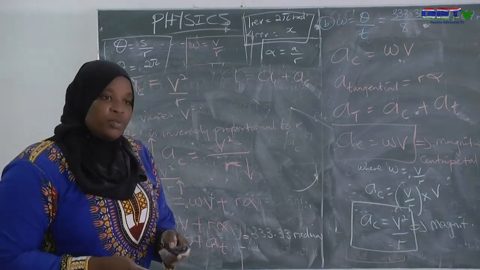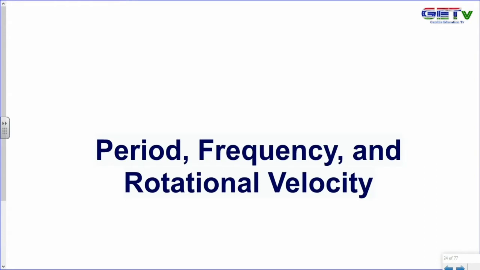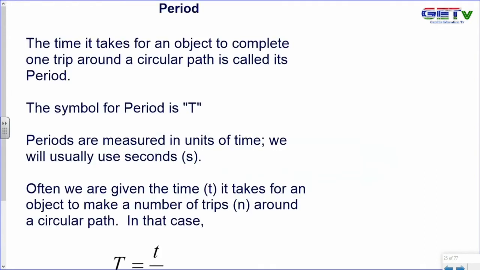We move on to our next slide, and that one talks about period, frequency, and rotational velocity. Now these are some terms that we need to understand, and the first is the period. When we talk about period, it tells us the time taken for an object to go around a circular path. The time taken to make a revolution is what we call the period.